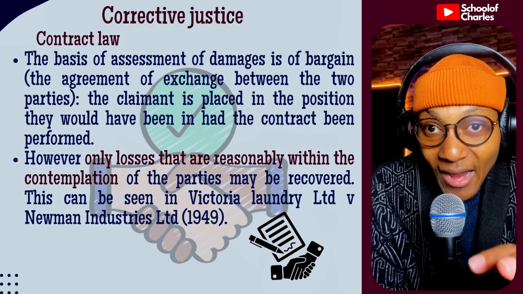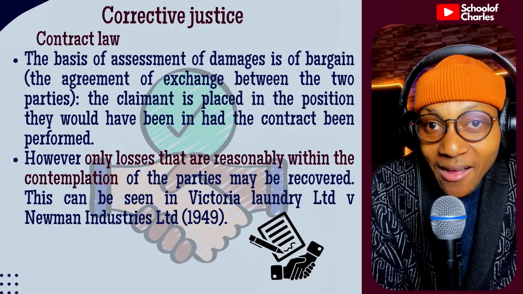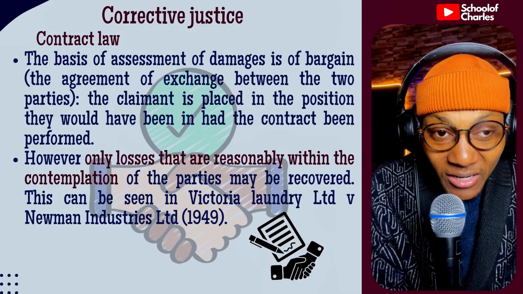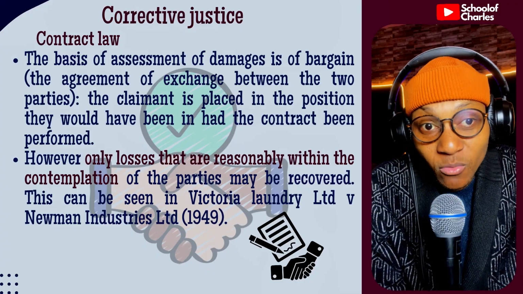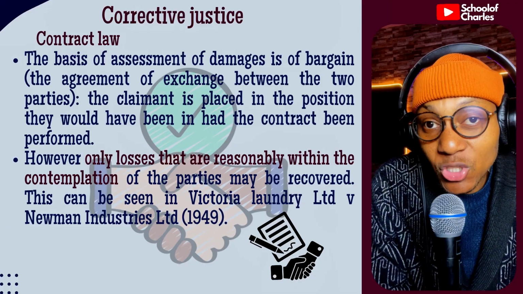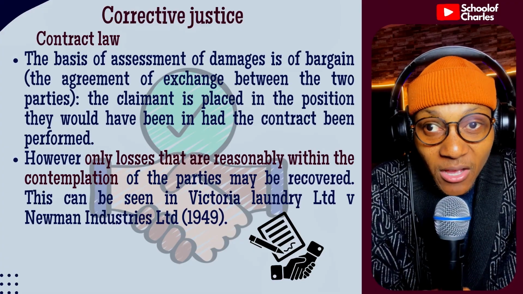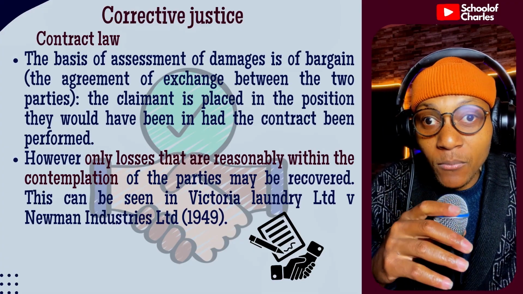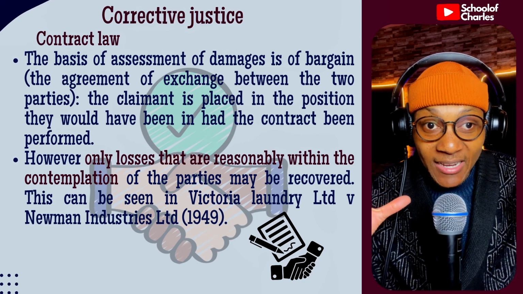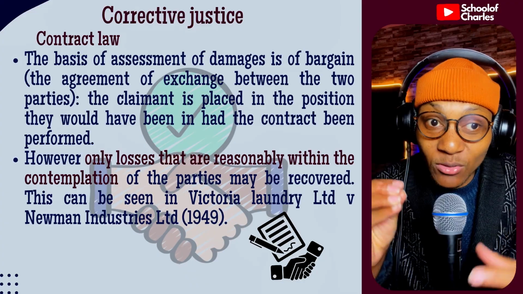But let's look at what happened in court. In this case, the court had to decide whether Victoria Laundry could recover damages for, number one, the normal lost profits from their general business expansion, which means the normal amount of money that they were supposed to make had the boiler machine been delivered on time. Number two, whether Victoria Laundry could recover damages for extraordinary lost profits from specific lucrative dyeing contracts.